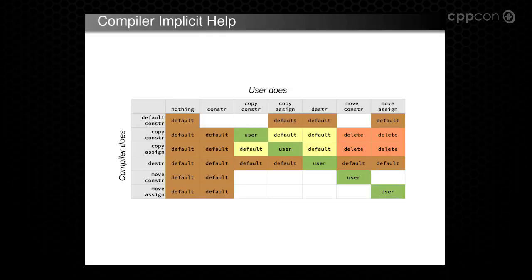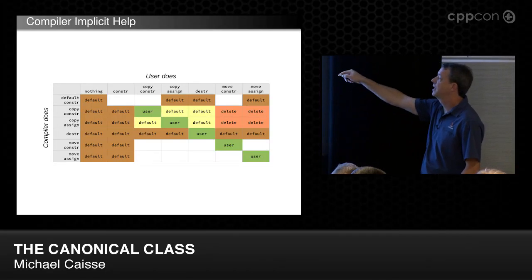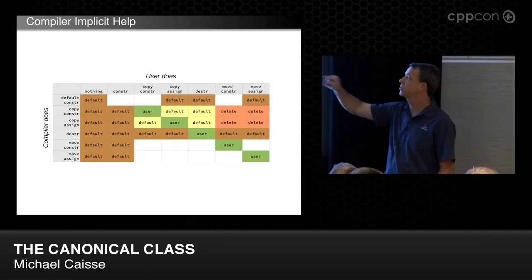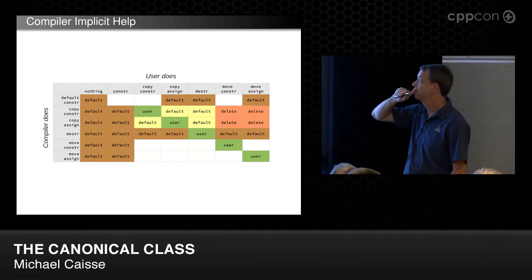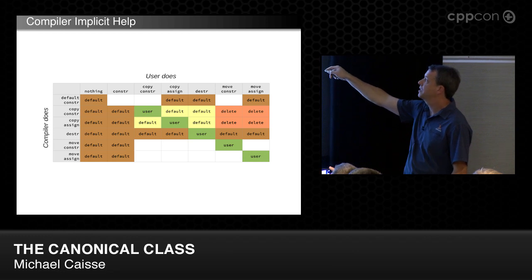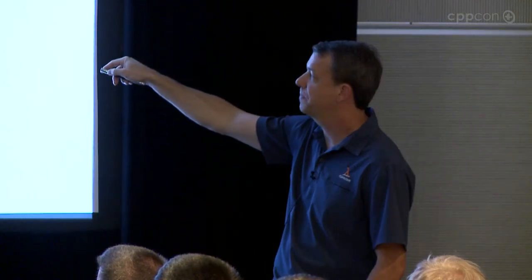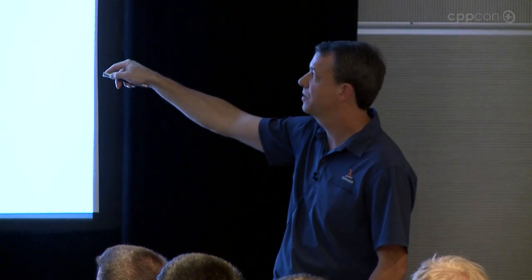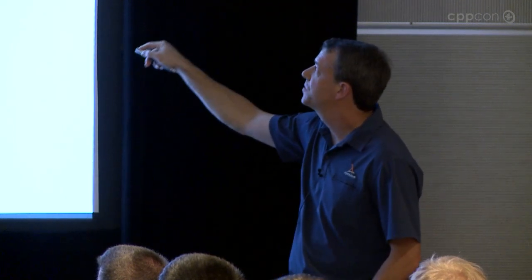All right, here's the eye chart. On the top, this is what the user does. This is what the compiler will do. If you do nothing, you're going to get a bunch of defaults from the compiler. If you provide a default or other constructor, you're going to get defaults except for the default constructor. For the copy constructor, if you provide one, you now have a default copy assign and a default destructor. Copy assignment, and so forth, move constructor.